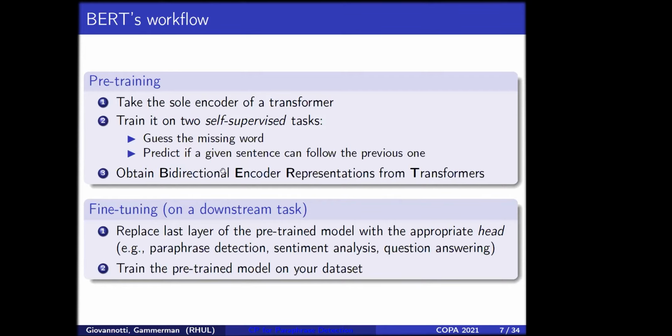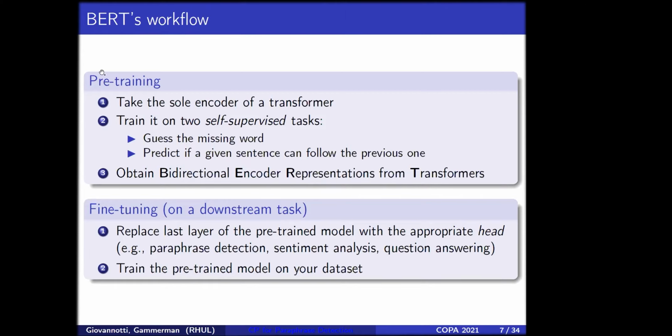So guessing the missing word, for example, or predicting if a given sentence can follow the previous one. The training set for these two tasks is boundless, in the sense that you can always create a new example by removing a word and using that as a label for the example. So they were able to train this encoder on an enormous corpus of documents. And at the end of the training, the output of the transformer would be bidirectional encoder representations. So that's where the name BERT comes from.